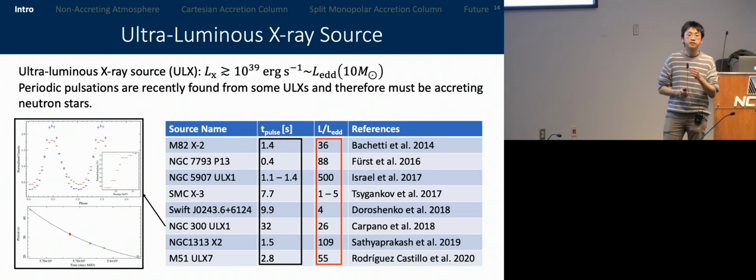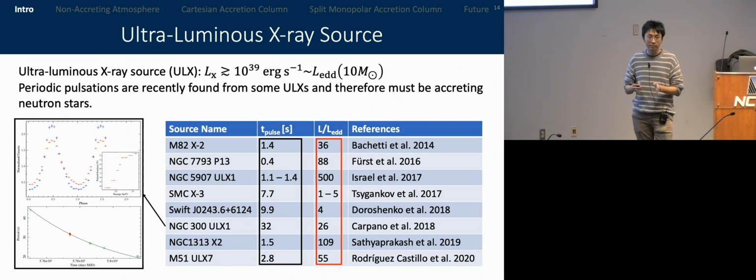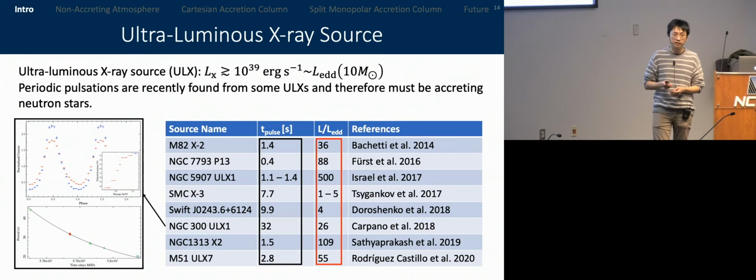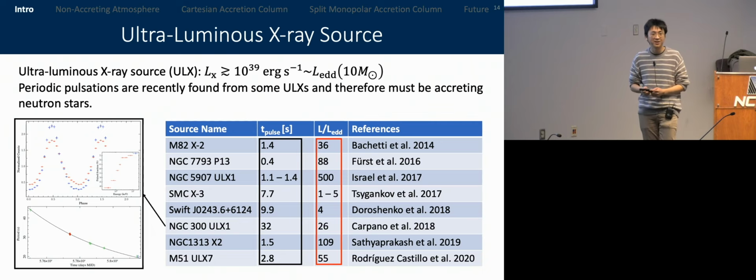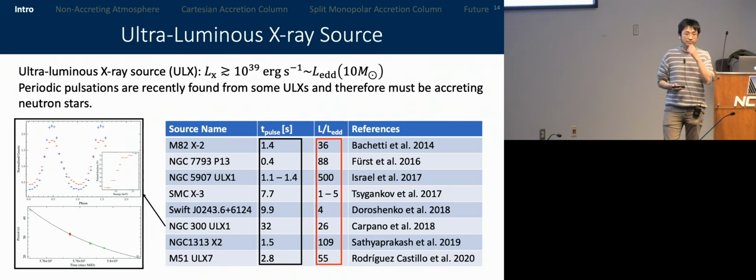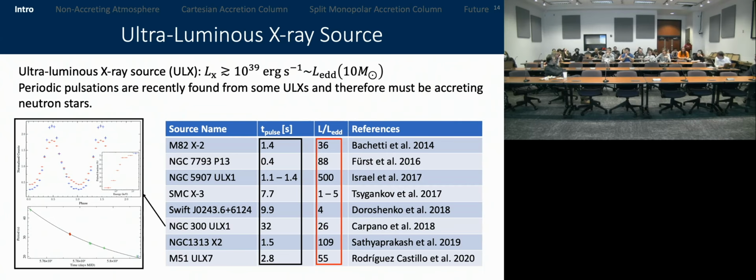Yeah, please. Why does it have to be a neutron star if it's got these periodic pulsations? Aren't there other mechanisms? So you can have a beaming effect from the black hole accretion. However, that's not very coherent. But a neutron star is a very coherent source. Therefore, they have a very high probability to be a neutron star. And actually, we think they are neutron stars. Yeah. Is that a black hole or neutron star? Well, some people say some of these are IMBHs, but probably most of them aren't.